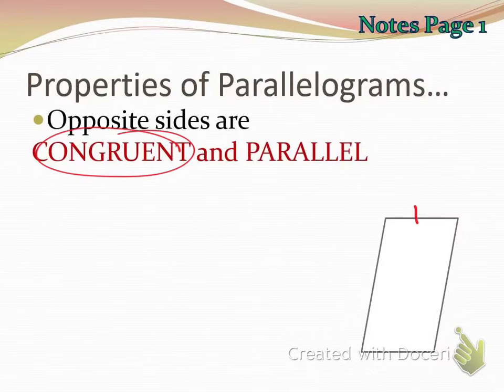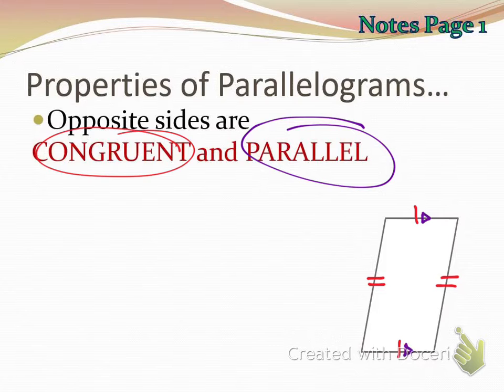So in a picture, you would have these dashes for congruent. What would be in the picture to show that they're parallel? Little arrows, yeah. And the number of arrows or triangles would show you which ones are parallel to which ones. So opposite sides are congruent and parallel. That's the first property. The second property dealt with opposite angles.